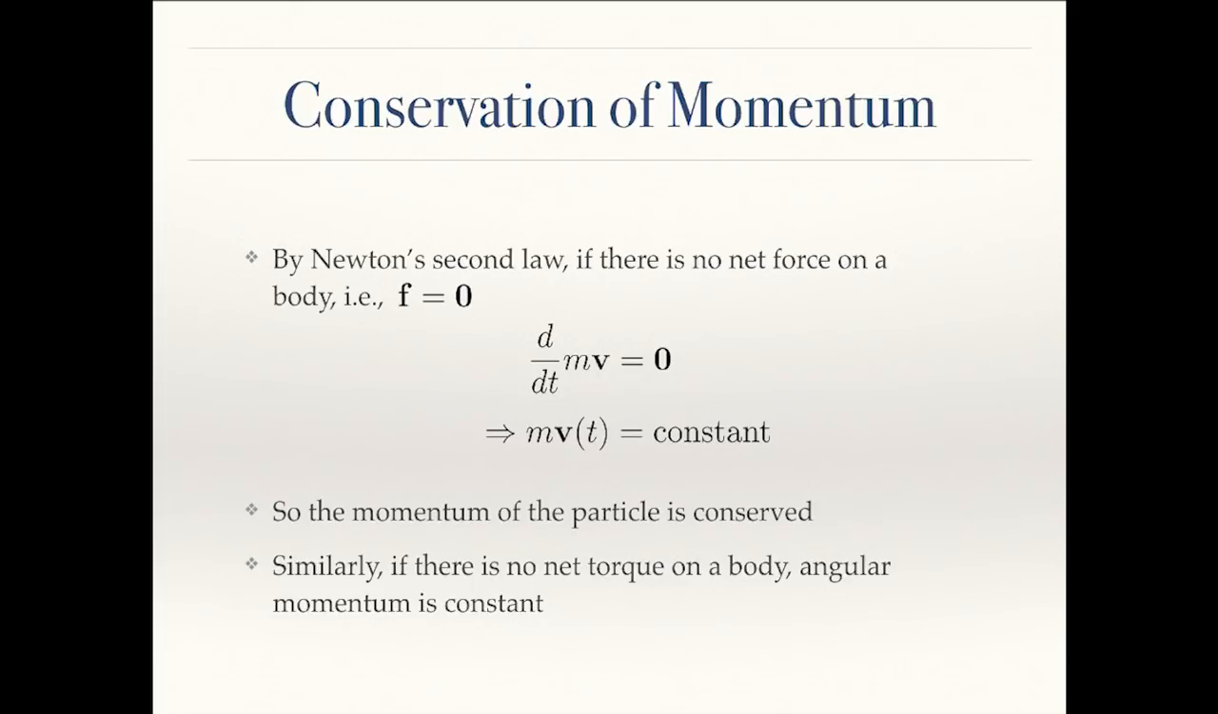So now for conservation of momentum, if we look at Newton's second law, if there's no forces acting on the body, then that means the right-hand side here, our F is 0. And so the time rate of change of momentum is going to be constant. So the momentum is conserved. And in the same sense, if there's no net torque on the body, and we'll talk a little bit more about torque, the angular momentum of the body will also be conserved.